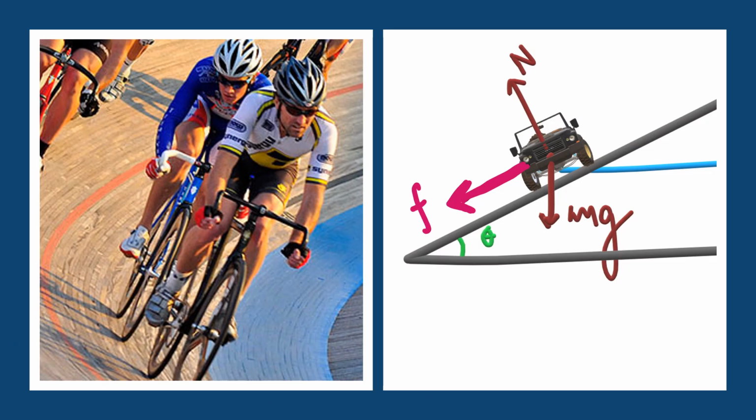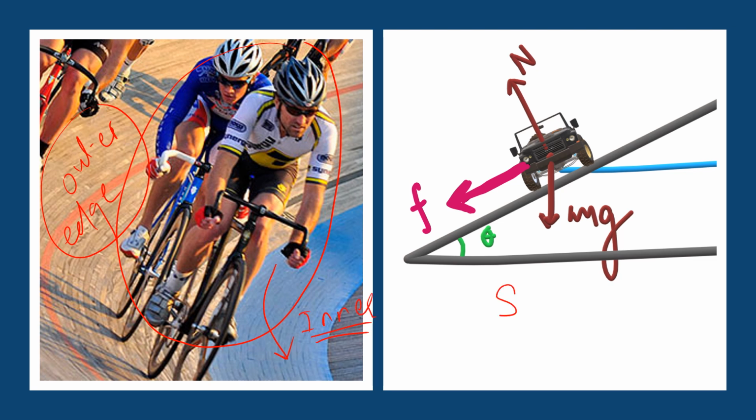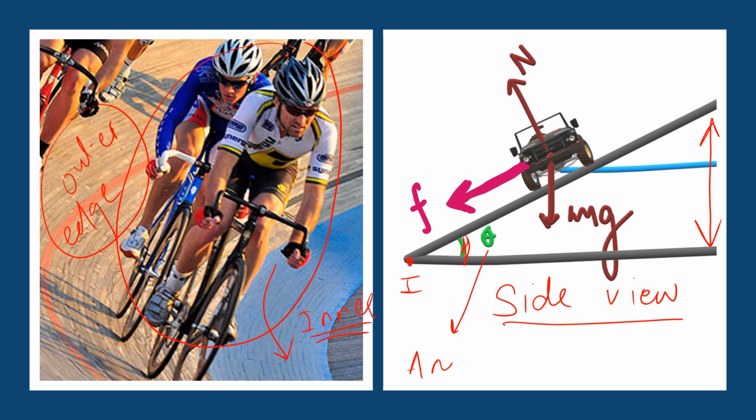Now here, as you can see in this situation, there are two or three players going on the banked road. You can see the outer edge is raised or elevated a bit upward as compared to the inner edge, right? So this is my side view of the banked road. This is the outer edge, which is elevated a bit upward, and this is the inner edge, right? The angle by which the outer edge is raised is known as the angle of banking.